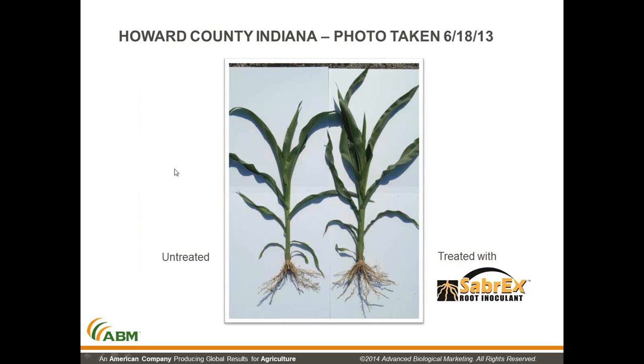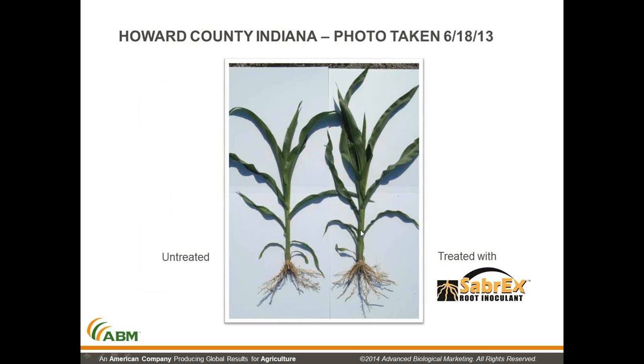Here again, we talk about physiological changes. Same hybrid planted the same day, side by side. This side over here on the right-hand side was treated with Sabrex, and already at this early growth stage, we can see a larger, more fibrous root system. And actually, we're probably about a whole leaf stage ahead of the plant on the left-hand side.